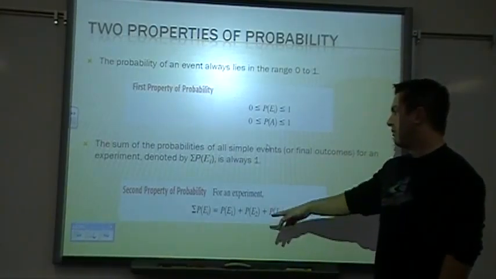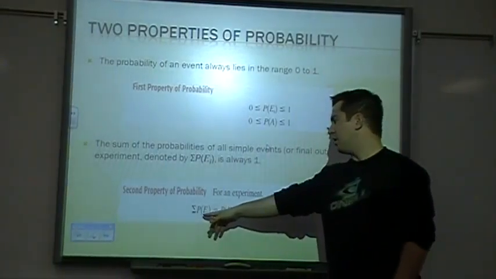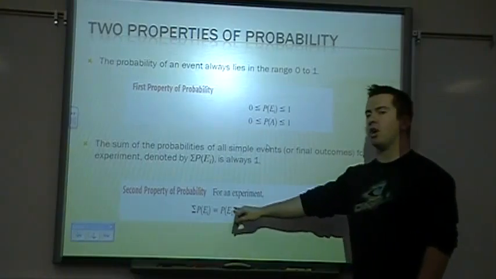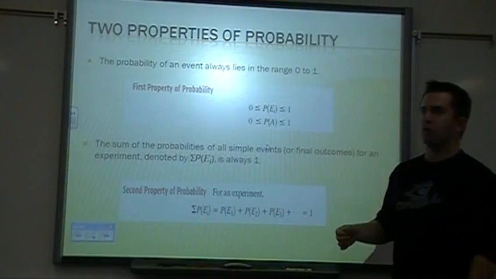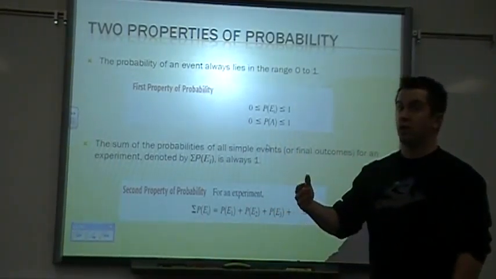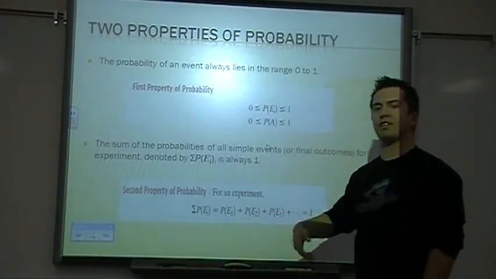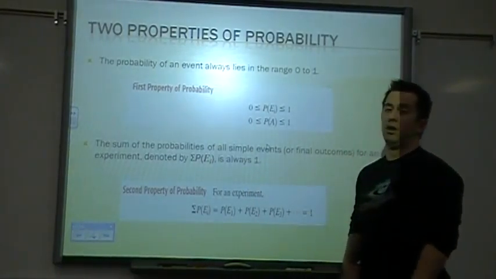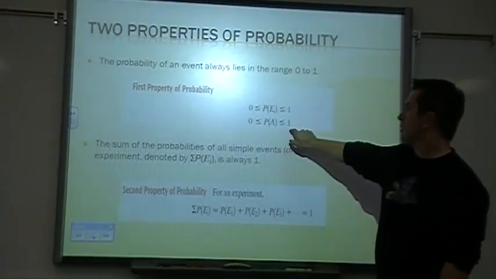Okay, and then the second property of probability is for experimental probability. It says your experiments, experiment 1, experiment 2, experiment 3, the probability of all those happening and their outcomes will add up to 1 every time. So you're rolling a dice, probability of getting a 1 is 1/6, getting a 2 is 1/6, 3, 1/6, 4 is 1/6, 5 is 1/6, 6 is 1/6. You add all those up, you're going to get 1. So the sum of all your probabilities is always going to add up to 1.